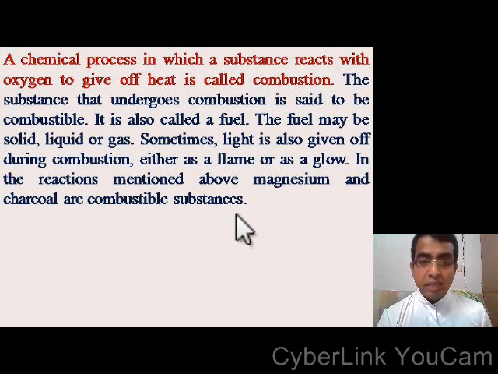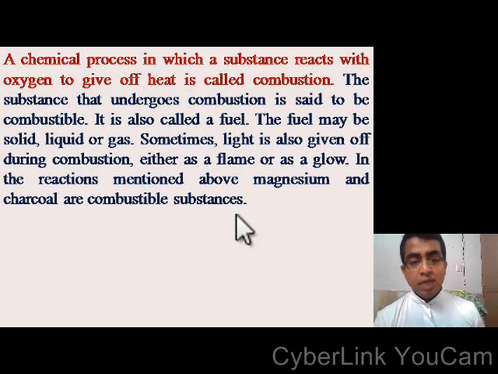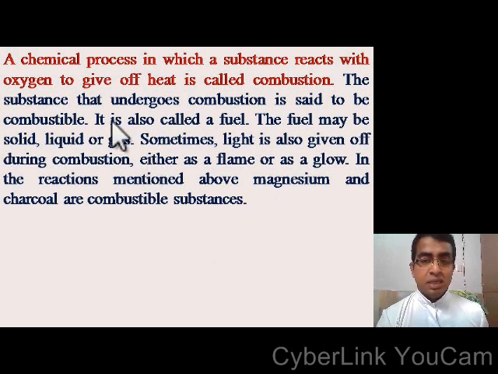The reactions mentioned above, magnesium and charcoal, are combustible substances. So, a chemical process in which a substance reacts with oxygen to give off heat is called combustion. The substance that undergoes combustion is said to be combustible. It is also called fuel. The combustible substance may be solid, liquid, or gas. Sometimes light is also given off during combustion, either as a flame or as a glow.